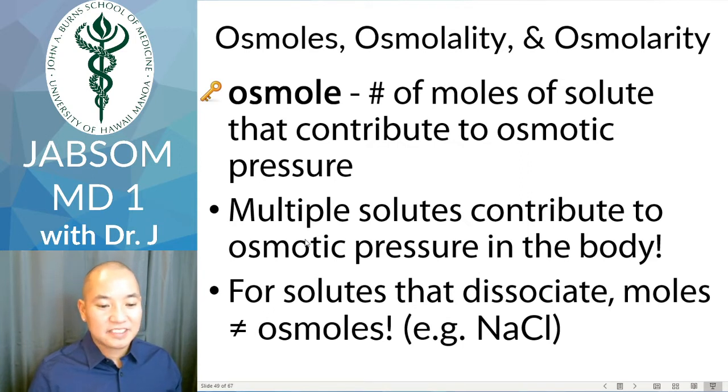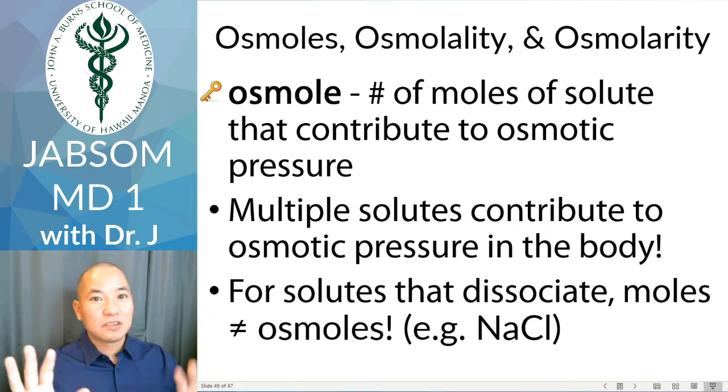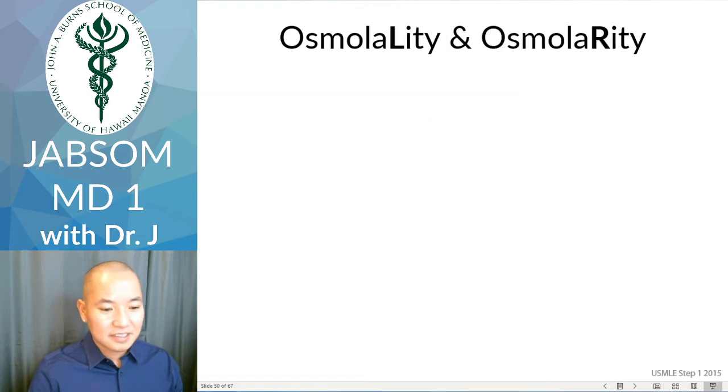So what we have here is that 1 mole of sodium chloride is going to dissociate into 1 mole of sodium ions and 1 mole of chloride ions. So now you have 2 moles of ions that are contributing to osmosis.